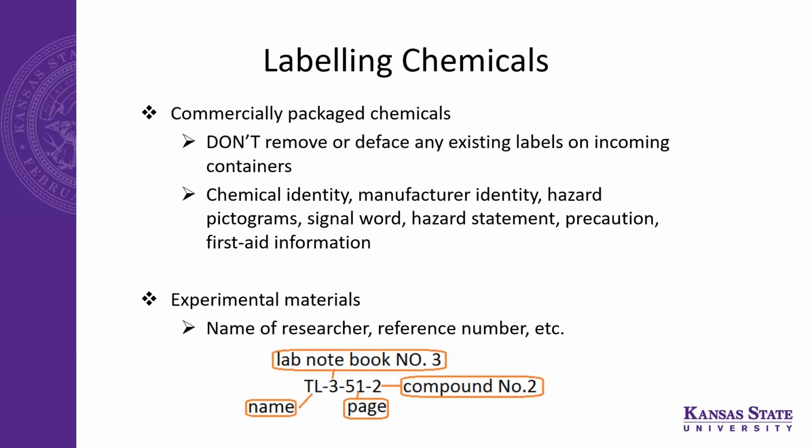So this is the sample example I have: the name of the researcher, the lab notebook number, and then the page number and the compound number. Some kind of unique labeling system for your research group, or whatever group you are working with, so that you are able to identify a particular chemical.